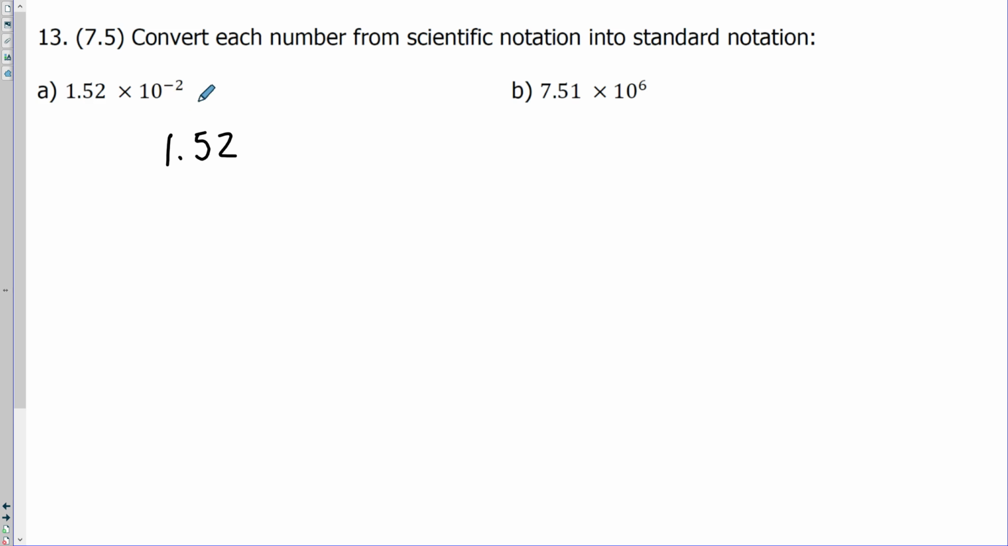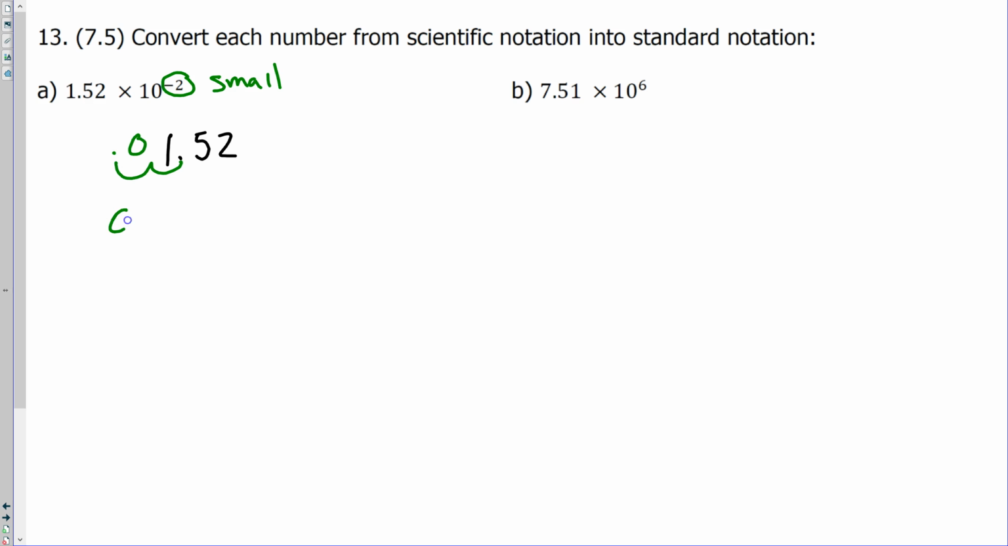That means I'm going to move it 2 places. Now the issue is which direction. Do I move it 2 to the left or 2 to the right? So one trick you can use is what I mentioned in the previous problem, which is acknowledging the sort of number you need to create. This negative power means I want to create a small number. So moving it to the right won't do that. It'll make it a big number. It'll make it 152. So to make it small, I need to move it to the left.